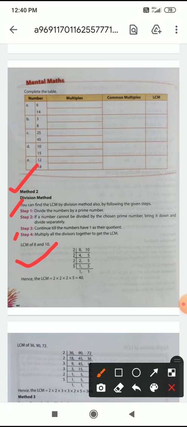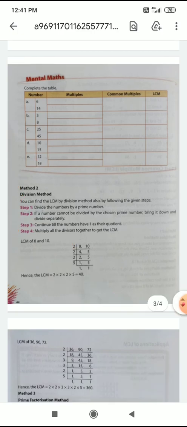Step 1. Divide the numbers by a prime number, that is 2. Step 2. If a number cannot be divided by the chosen prime number, bring it down and divide separately, like this. Step 3. Continue till the numbers have 1 as their quotient. Last we get what? 1. Step 4. Multiply all the divisors together to get the LCM. So here we multiply 2, 2, 2 and 5. That is 40.